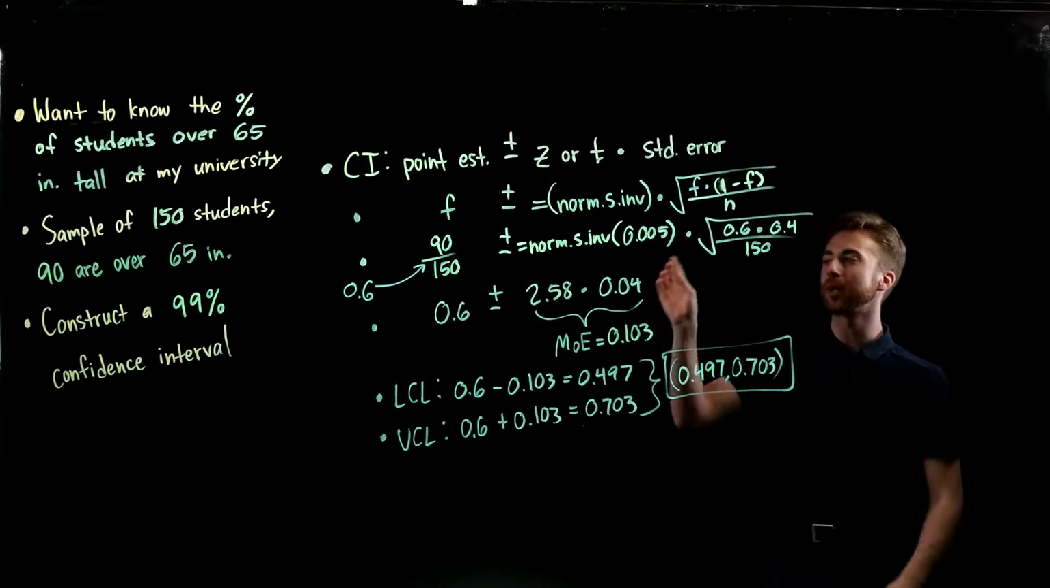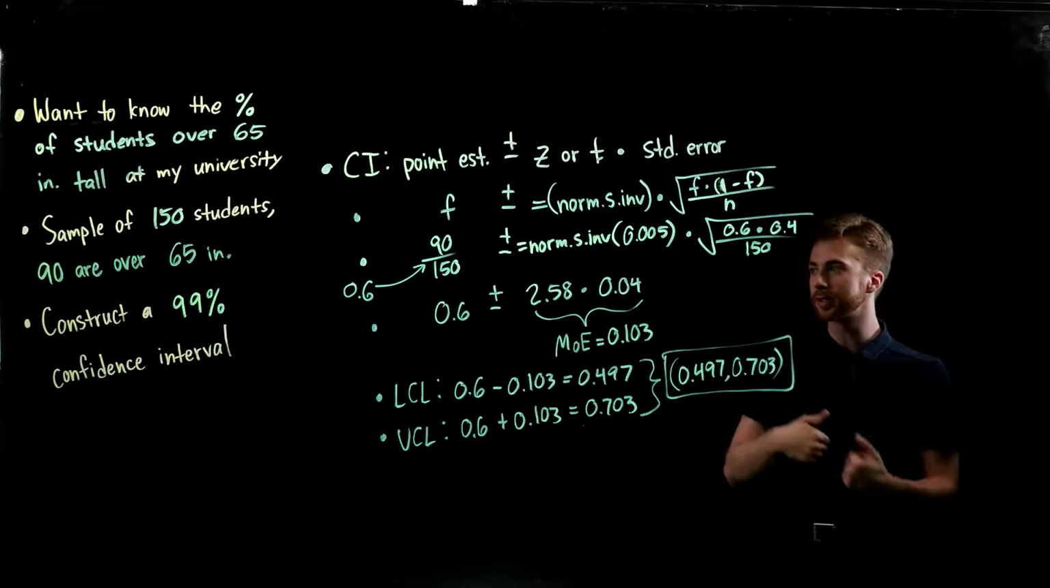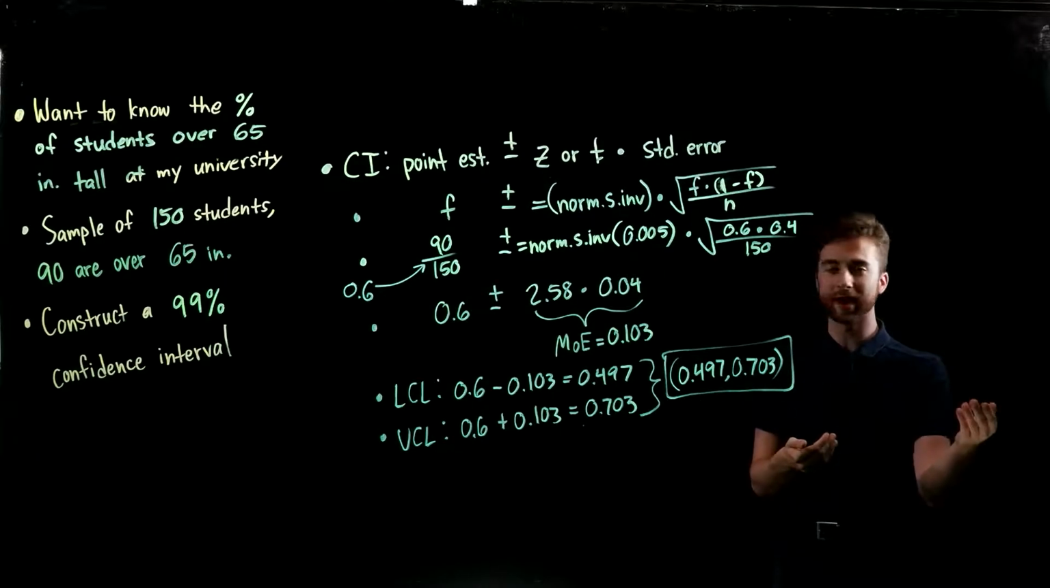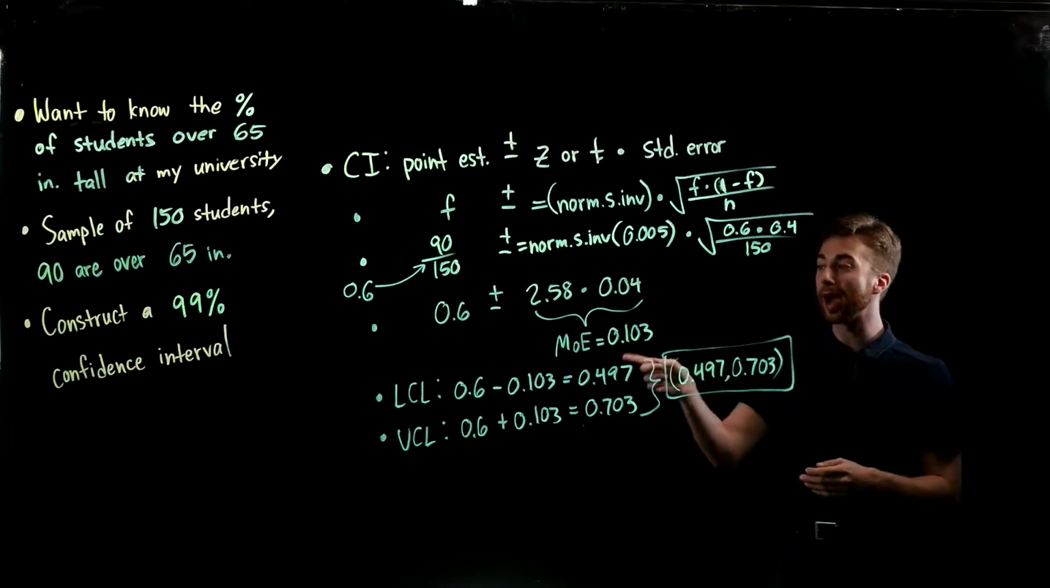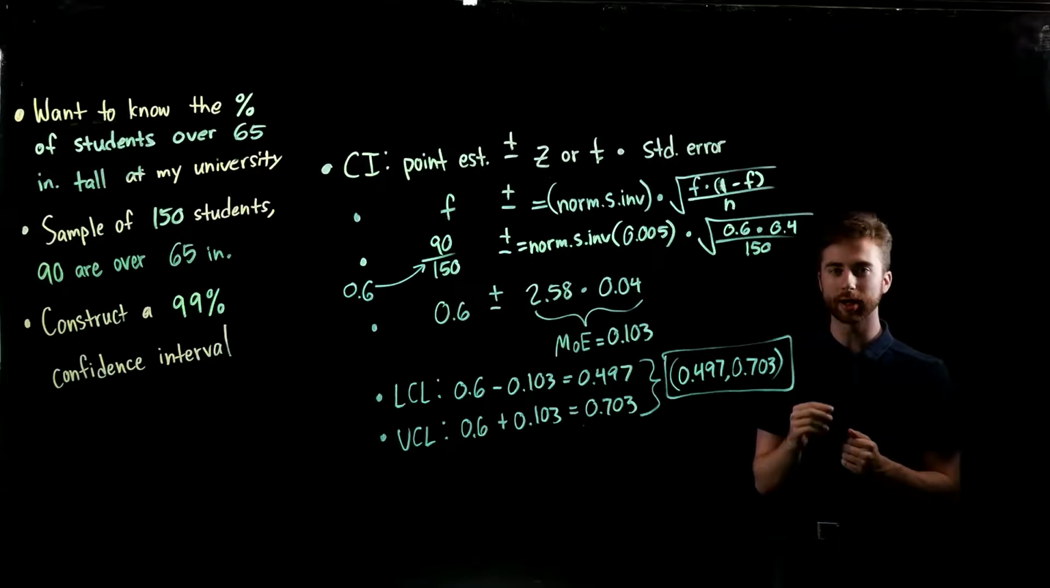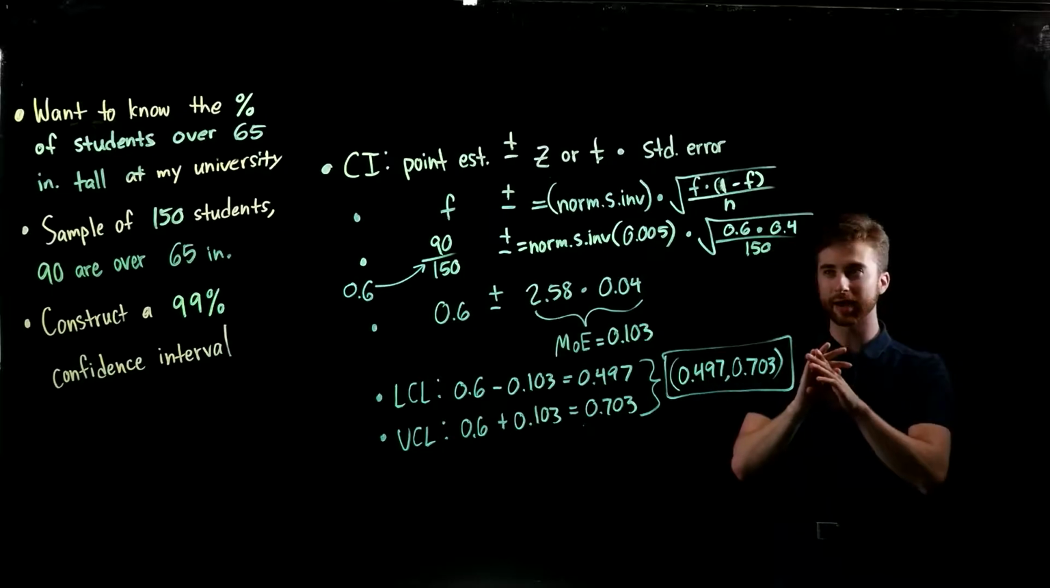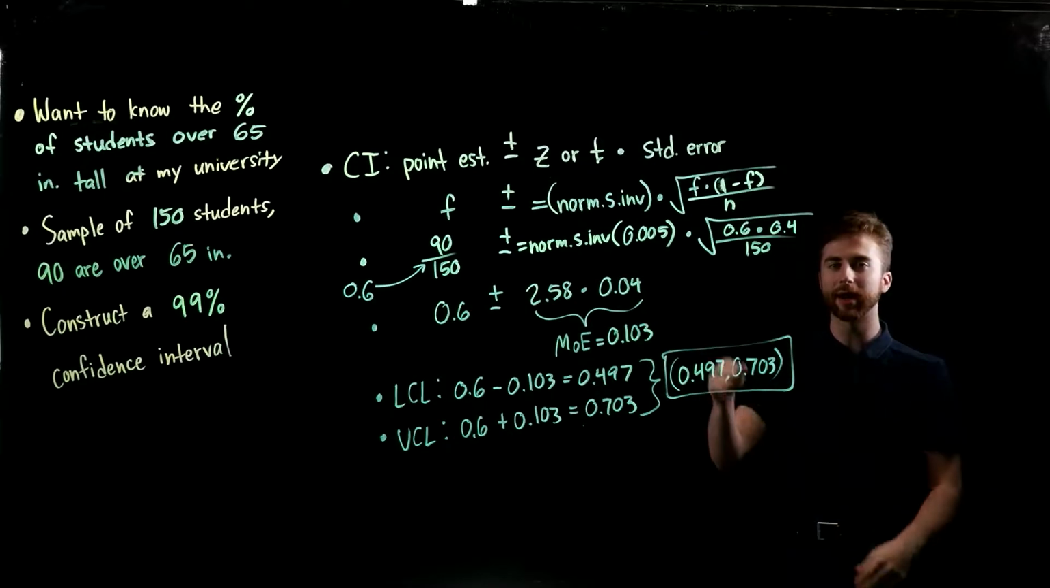So in this situation, we have a sample of 150 students, and we know that 90 of them out of the sample that we took are over 65 inches tall, which is what we're interested in. So now we just have to construct a 99% confidence interval. So we're going to go through the same process we did before, start with what we have at the broad level, drill down from there, and get the answer.